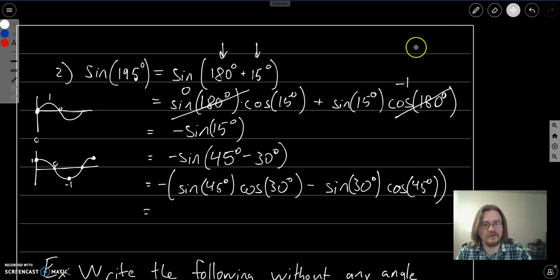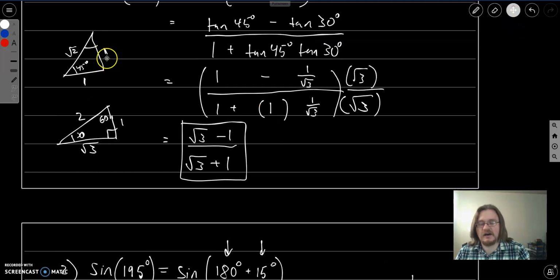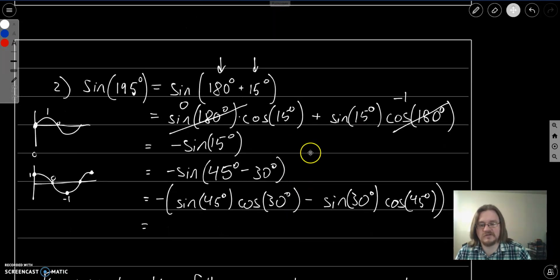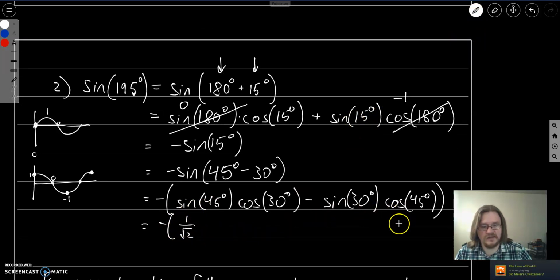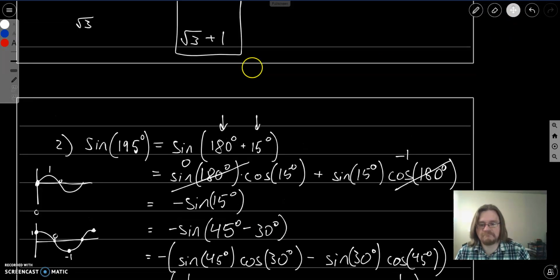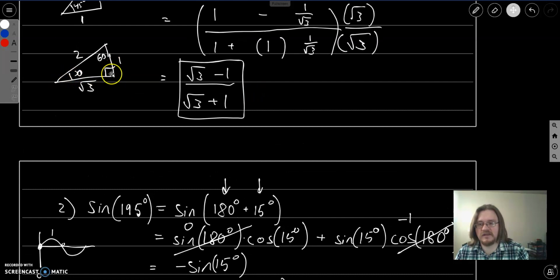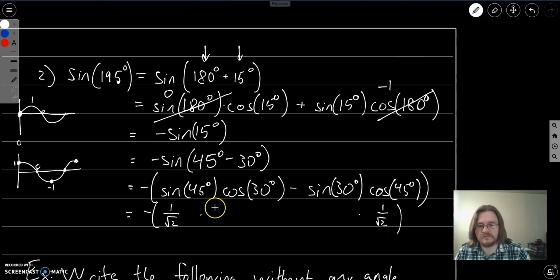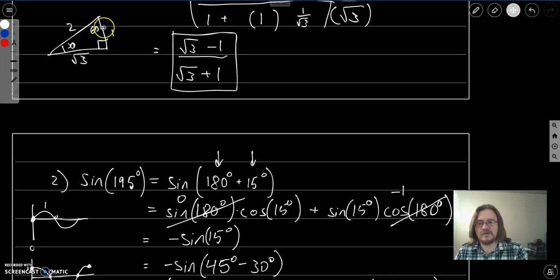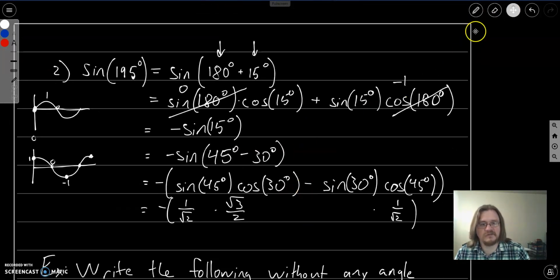So the sine and cosine of a 45 degree angle, the opposite over the hypotenuse, or the adjacent over the hypotenuse, is going to be 1 over the square root of 2. So 1 divided by the square root of 2. And then this guy is also 1 divided by the square root of 2. And then we need the cosine of a 30 degree angle and the sine of a 30 degree angle. So the cosine is going to be the adjacent over the hypotenuse, which is root 3 over 2. And then the sine is going to be the opposite over the hypotenuse, which is 1 over 2, so that's just 1/2.